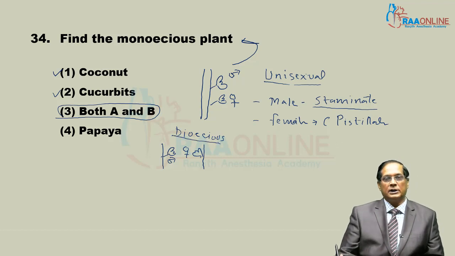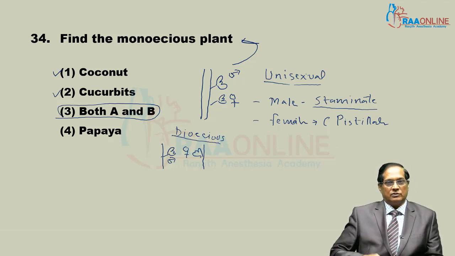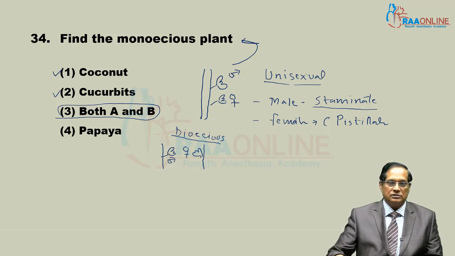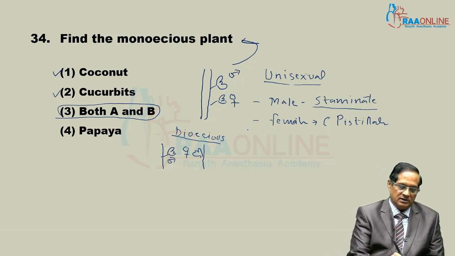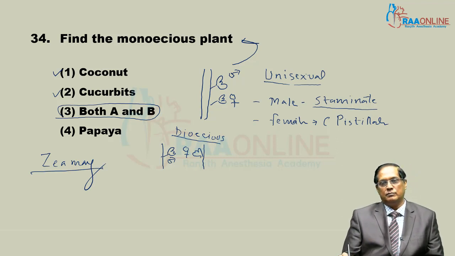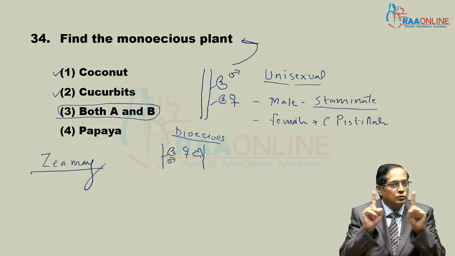So the meaning of monoecious and dioecious is with respect to the presence of unisexual flowers. If both male and female flowers are on the same plant, that is monoecious. One more example I would like to add here is Zea mays, which is also monoecious. What about dioecious? In dioecious, male and female flowers are on two different plants.